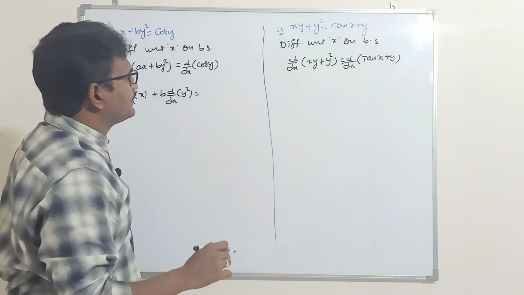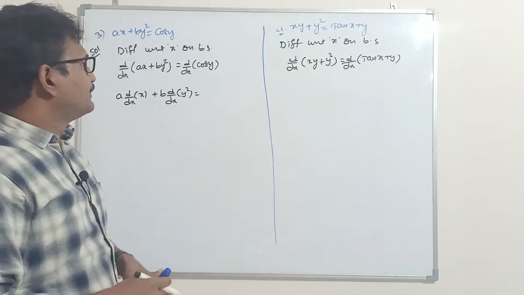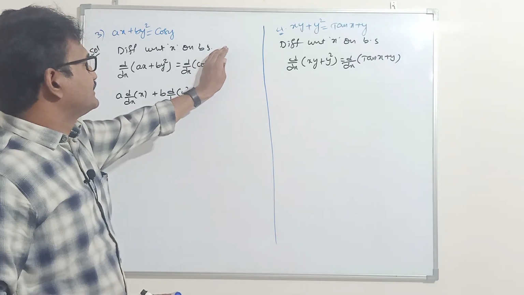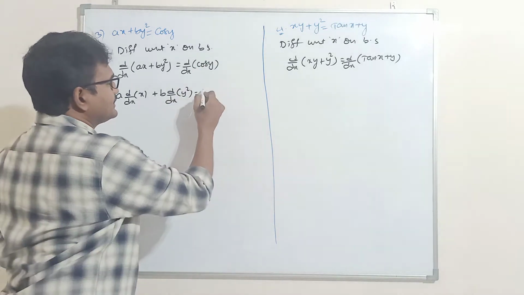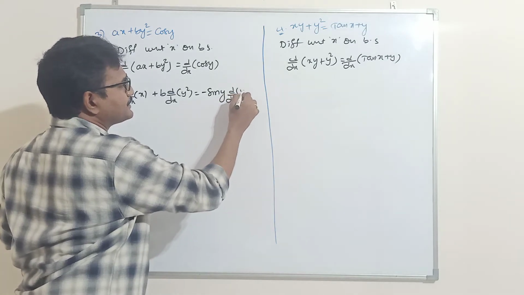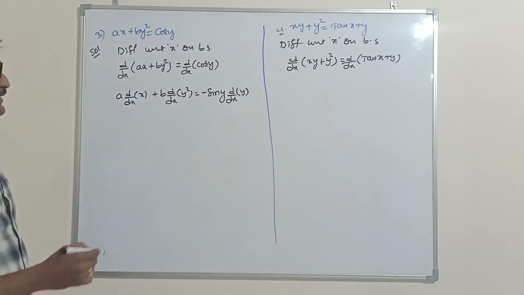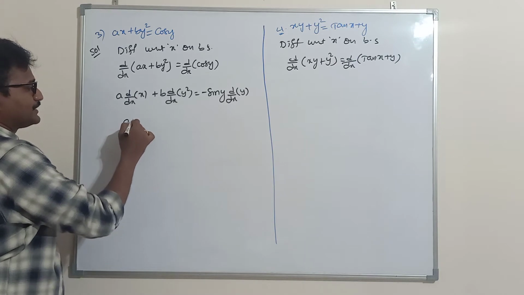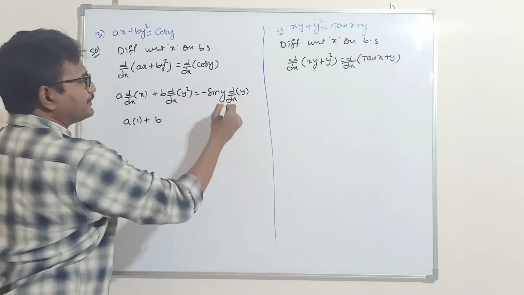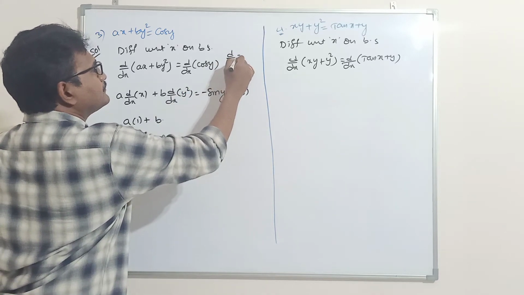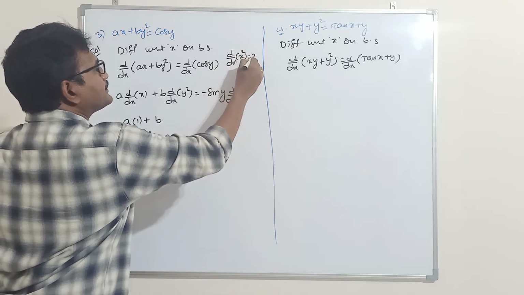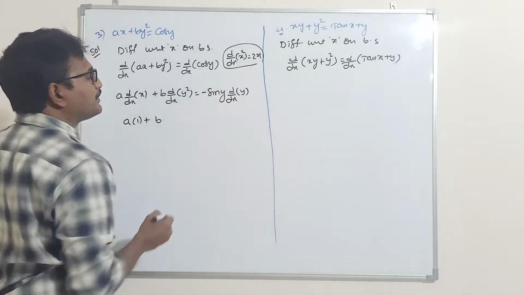cos y. We know d by dx of cos x is minus sin x, but this is not cos x, this is cos y. So assume y as x. Then derivative of cos x is minus sin x into d by dx of the part you assumed as x. Find the derivative of that part. So a into derivative of x with respect to x is 1 plus b into derivative of x². We know d by dx of x² is 2x, if you apply the formula for derivative of x power n.